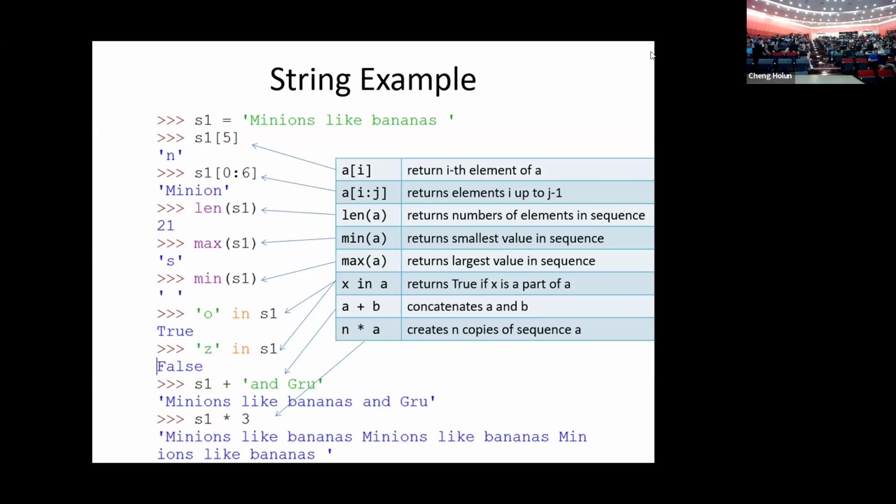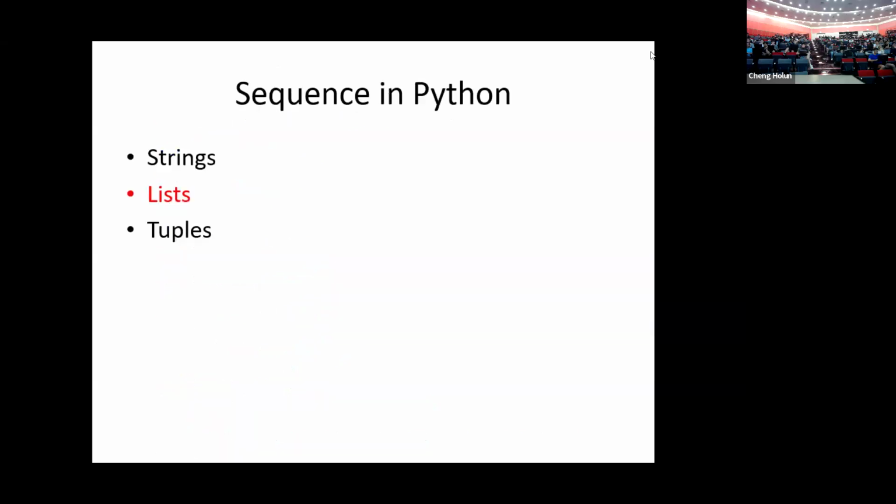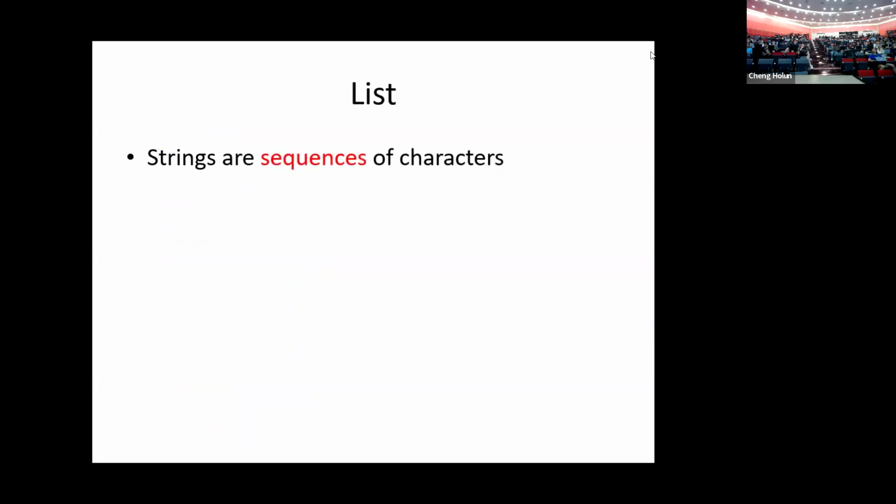But why am I so long-winded and repeating this? Because if strings are sequences of characters, what are lists? Lists are sequences of anything. Imagine that your string, instead of putting one character in every position, you can put anything. You can put a number. You can put a Boolean. You can put whatever, okay?